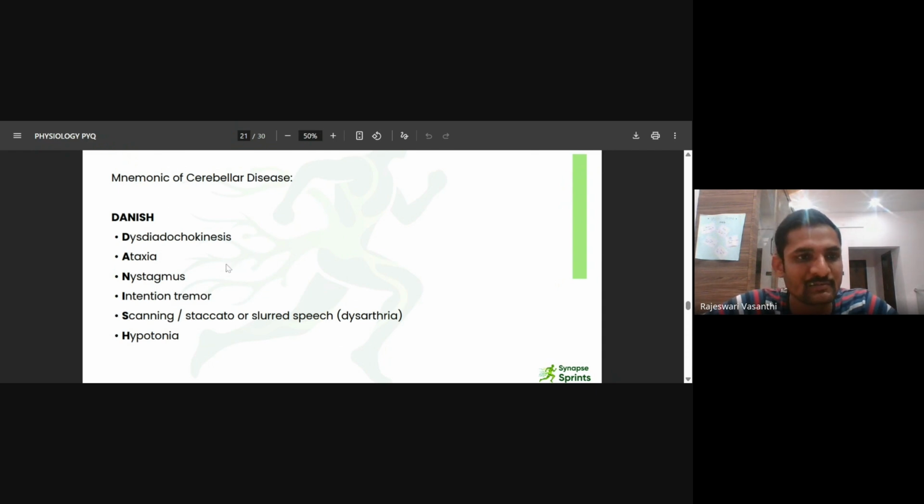Intentional tremor is seen in cerebellar lesion. Pill rolling tremor, or resting tremor, is seen in Parkinson's disease.